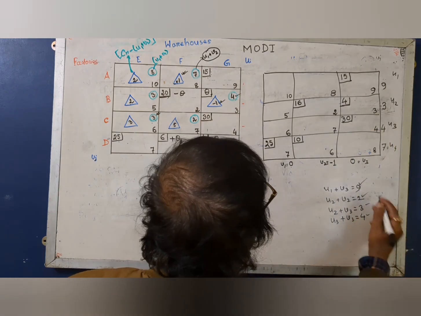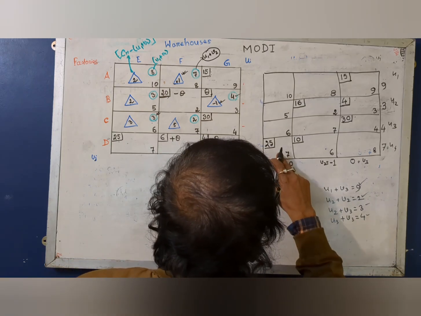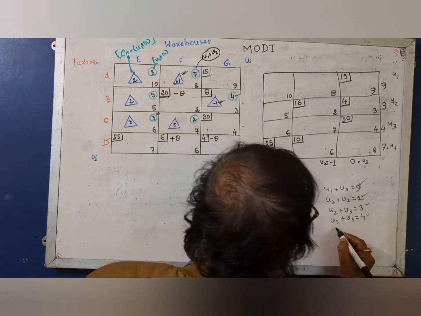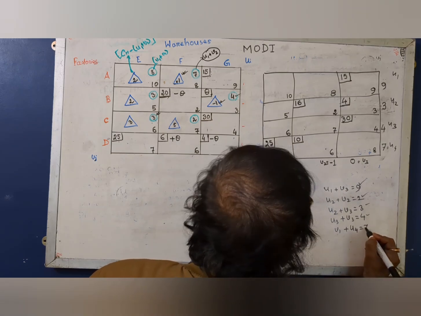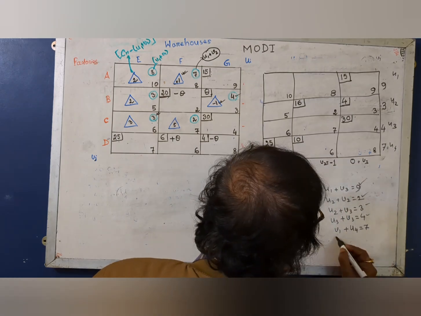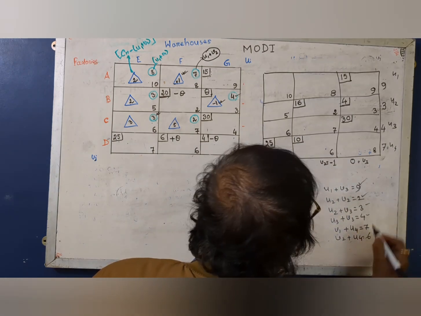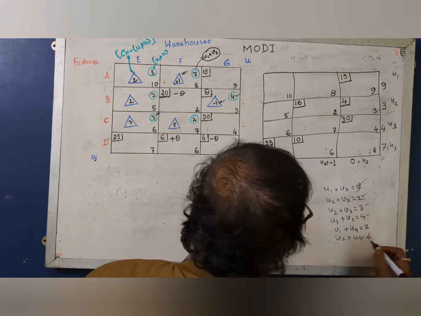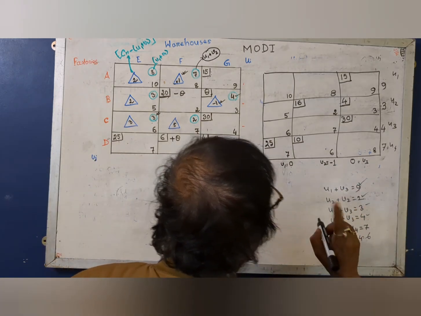Okay. And this is V1 plus U3. This is V1 plus U4. V1 plus U4 is equal to 7. And last is V2 plus U4, V2 plus U4 is equal to 6. How many equations? 1, 2, 3, 4, 5, 6. And variables are 7. So you can solve by putting one variable as 0.